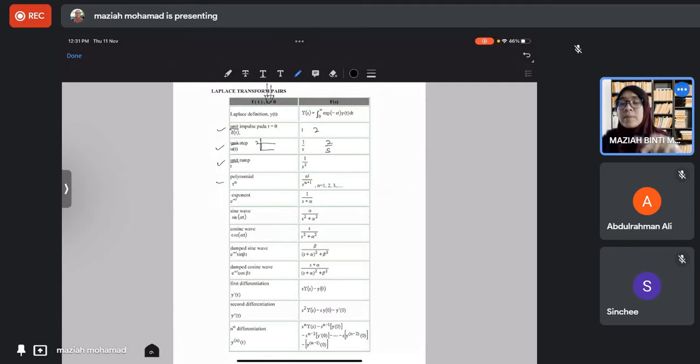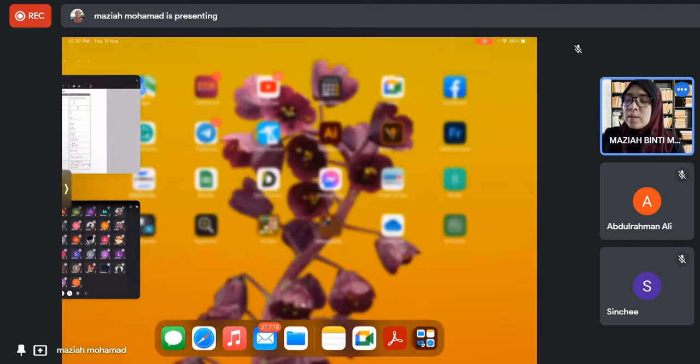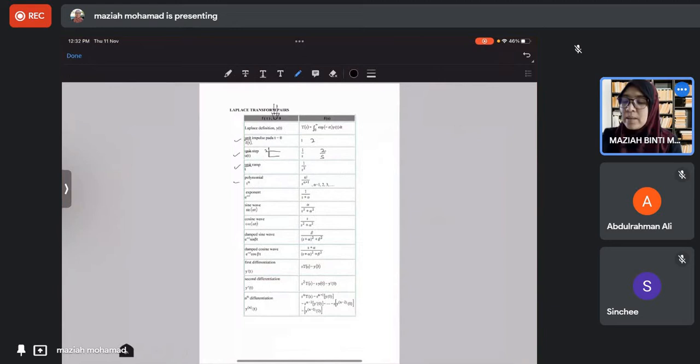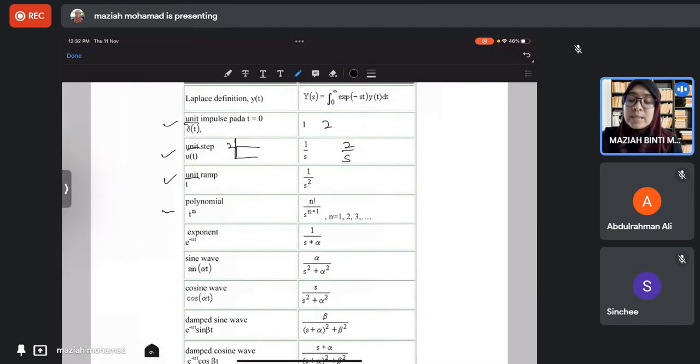Okay, the step is 1, right? So it is 1 over s. If the step input is 2, then the Laplace form will become 2 over s. The same goes for the unit ramp. If it is a unit ramp, 1 over s square. If not unit, if there is some value, then you can have 2 over s square.